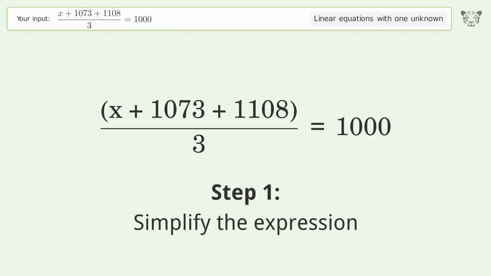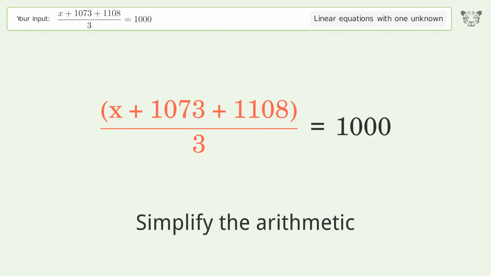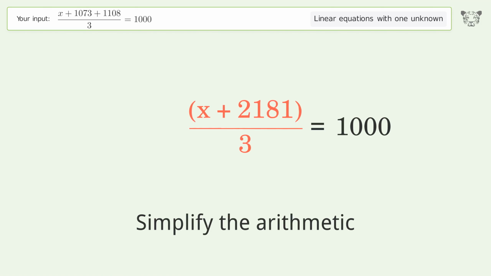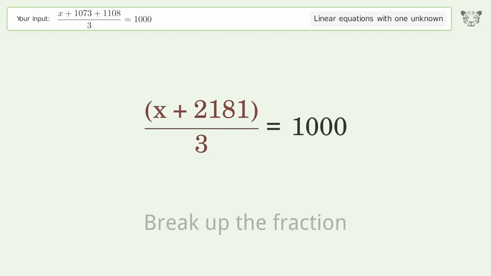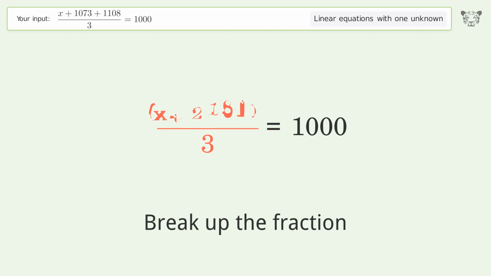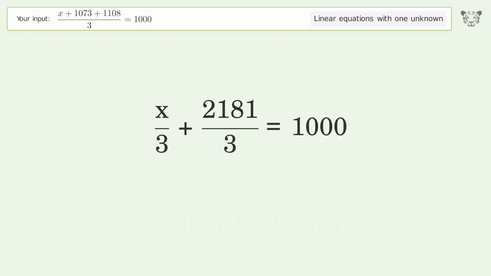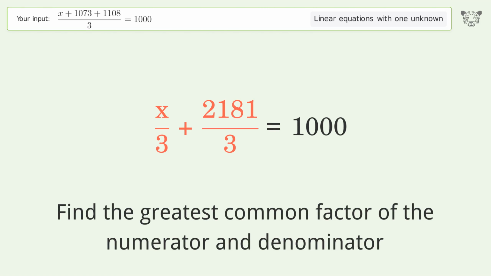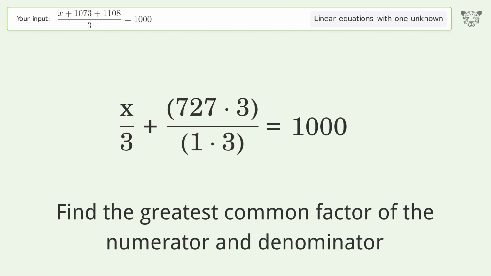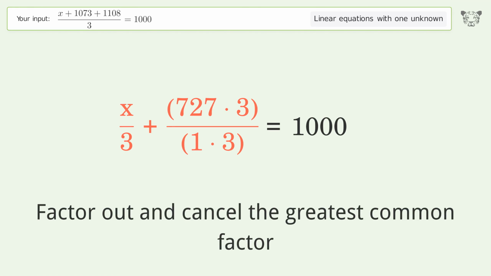Simplify the expression. Simplify the arithmetic. Break up the fraction. Find the greatest common factor of the numerator and denominator. Factor out and cancel the greatest common factor.